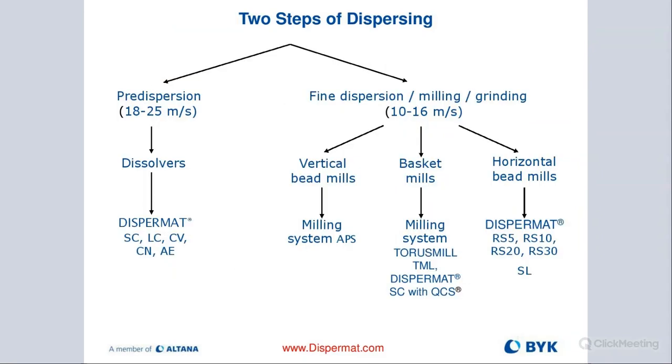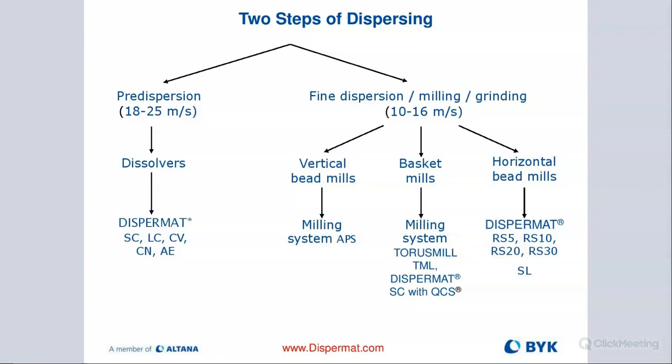So again, this is the two-step process. For pre-dispersing, keep in mind, we talked about that last time, the optimum impeller speed is 18 to 25 meters per second. And when we are milling or dispersing, we slow down our rotor or milling disc speed. We can do that between 10 to 16 meters per second, which should give us really good milling results.